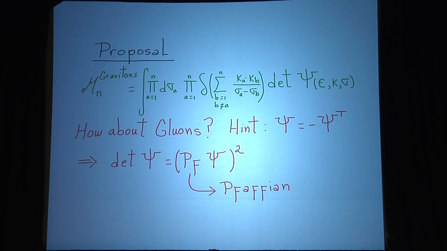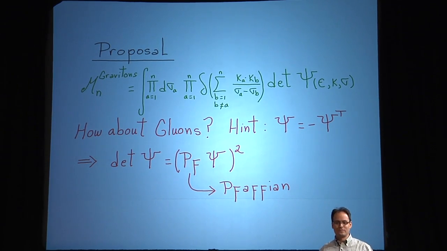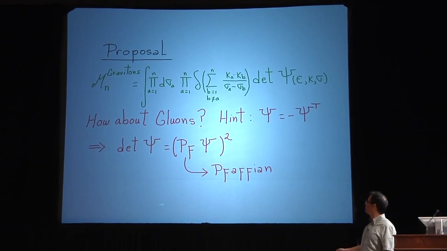But how about gluons? Okay, we started the whole story with gluons, with Yang-Mills. Well, there is a hint. The matrix we constructed is antisymmetric. Well, everybody knows that if you have the determinant of an antisymmetric matrix, that's the square of something. It's the square of a Pfaffian.